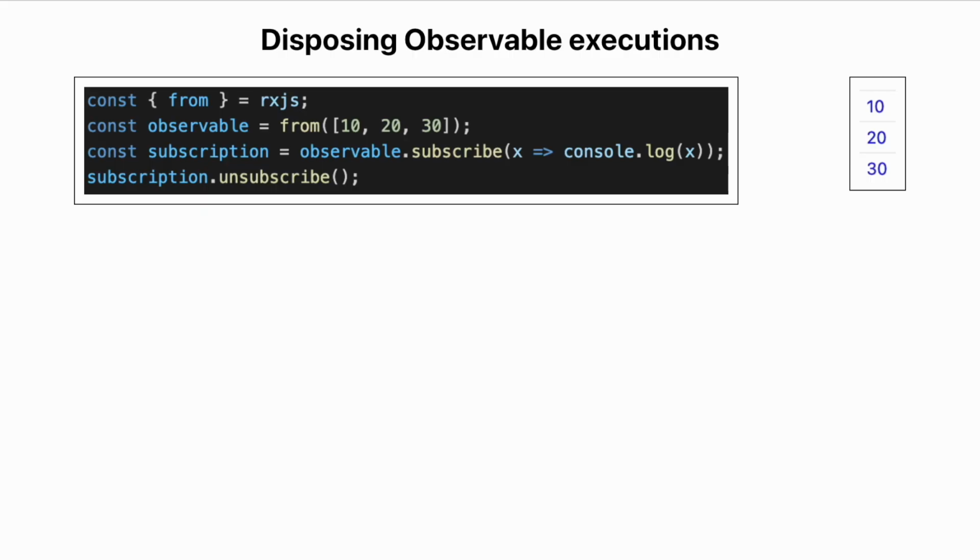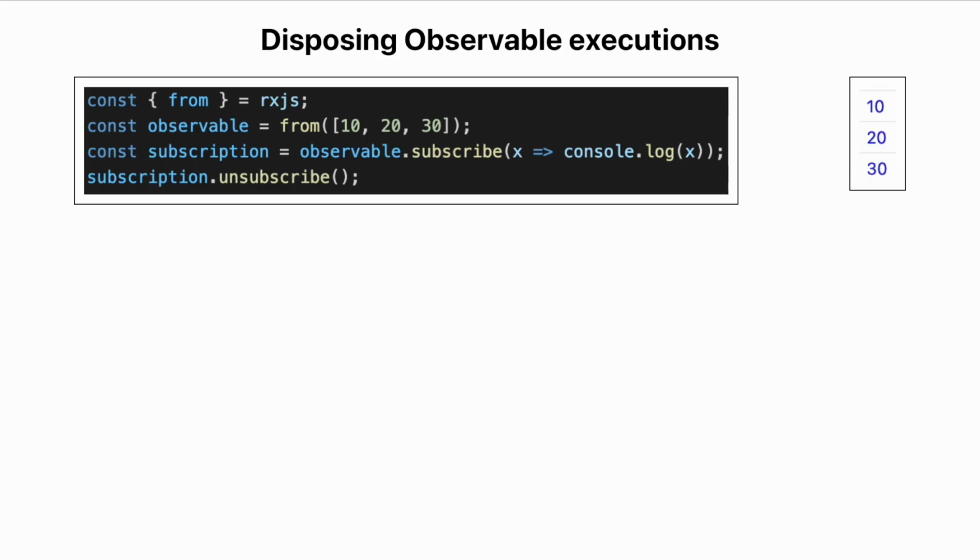Disposing observable executions. While calling subscribe method on observable, it returns a subscription object. This subscription object represents the ongoing subscription and can be cancelled by calling the unsubscribe method on the returned subscription object. For example, a subscribe call on observable returns a subscription object. We can call unsubscribe on the subscription object later.